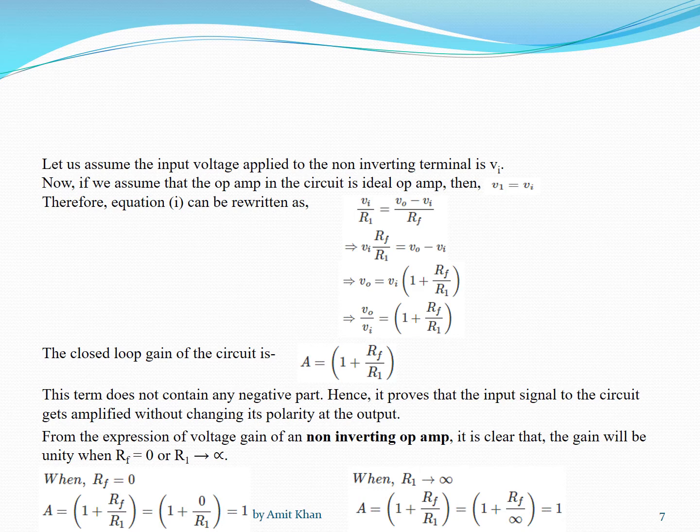So we can write that Vi divided by R1 equals V output minus Vi divided by Rf. From this equation we can derive that V output by V input equals 1 plus Rf by R1. This is the closed loop gain for the circuit. From the expression of voltage gain of a non-inverting op-amp, it is clear that the gain will be unity when Rf equals 0 or Rf tends to infinity.